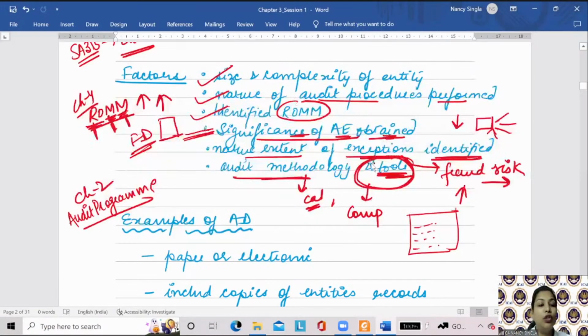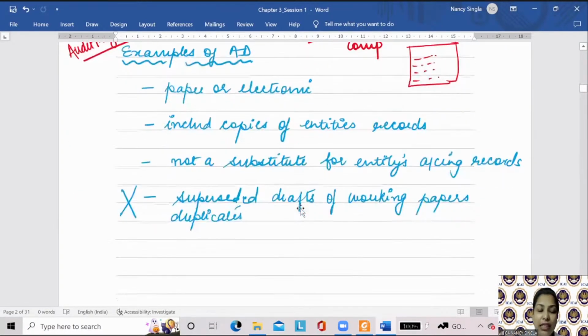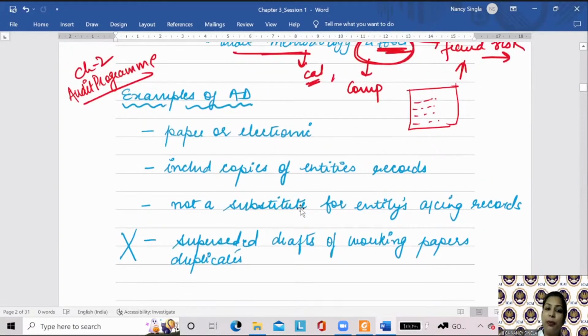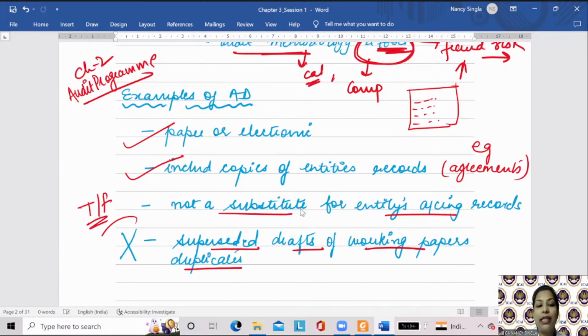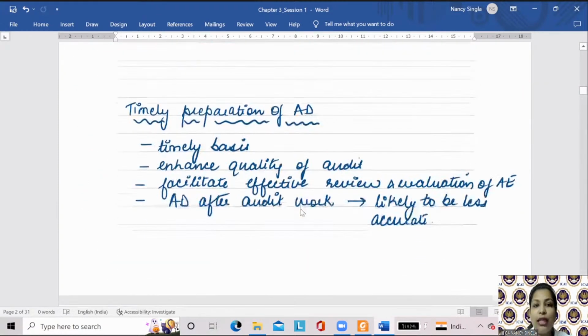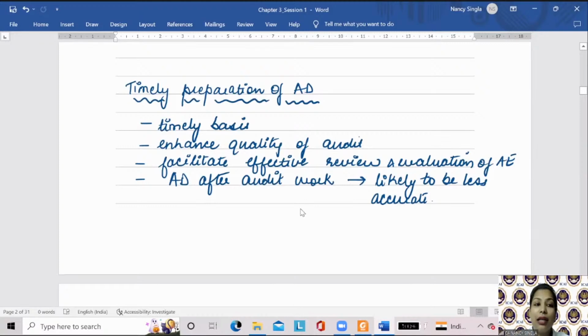ठीक है. So examples of audit documentation we have seen, कि पेपर में भी हो सकता है, इलेक्ट्रॉनिक में भी हो सकता है. It will include copies of the entity's records, जैसे agreements वगैरह, है ना? It is not a substitute for the entity's accounting record. You may get a true false that the audit documentation is a substitute for the entity's accounting record, which is what? False, है ना? Superseded drafts of working papers or duplicates are not to be included. ठीक है? Yes, absolutely correct. Assembly में आपका क्या आ गया? Index बनाना है आपको, है ना?